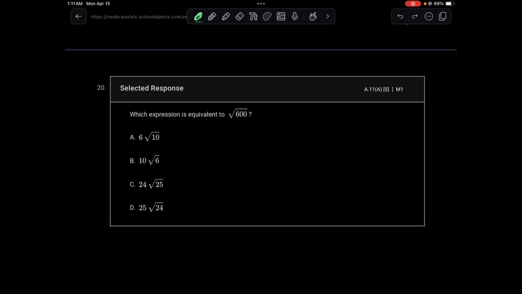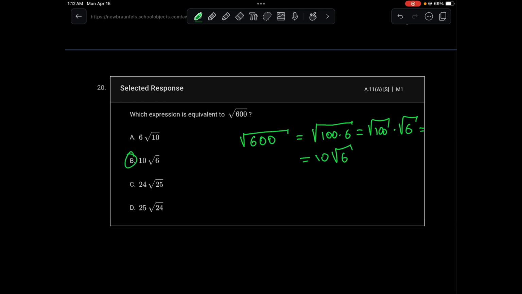I can do it real quick here. I'm not going to follow a complete method, but I see that 600 is 100 times 6. I break it into the square root of 100 times the square root of 6, because there is a times between those numbers. I know the square root of 100 is 10. The square root of 6 is not exact, so I'm going to leave it like that. Looks like the correct answer is B.